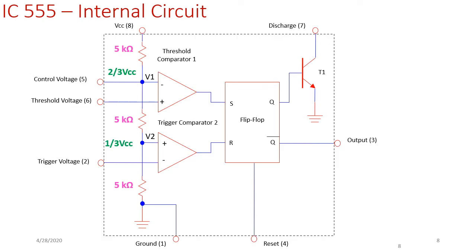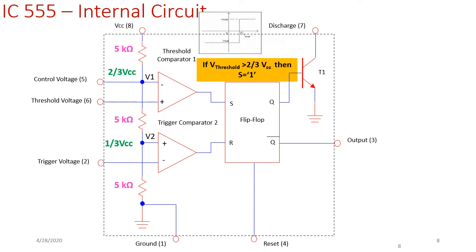So in this slide, I am showing the internal circuitry in which V1 node is at a fixed 2/3 VCC and V2 node is at a fixed 1/3 VCC voltage. So if the voltage applied at the threshold terminal, means pin number 6, is greater than 2/3 VCC, then comparator 1 will give one output.